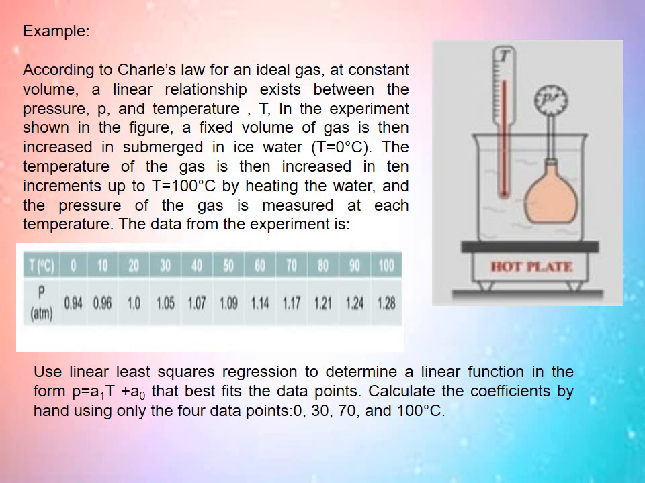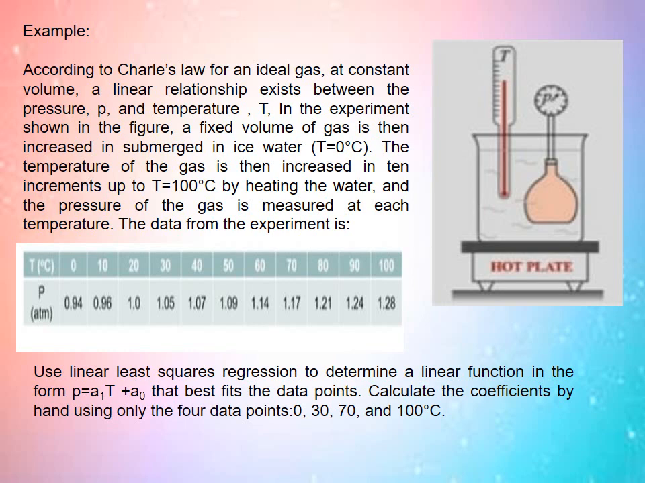So we have here an example for linear least squares regression. According to Charles's law, for an ideal gas at constant volume, a linear relationship exists between the pressure P and the temperature T. In the experiment shown in the figure, a fixed volume of gas is submerged in ice water, where T equals 0 degrees Celsius. The temperature of the gas is then increased in 10 degree increments up to T equals 100 degrees Celsius by heating the water, and the pressure of the gas is measured at each temperature.